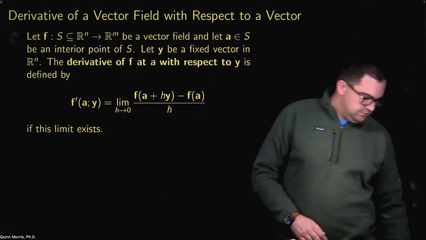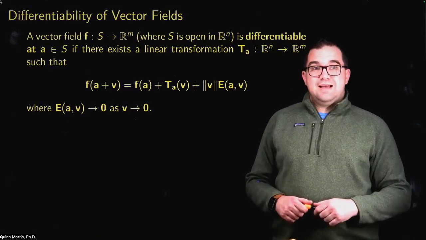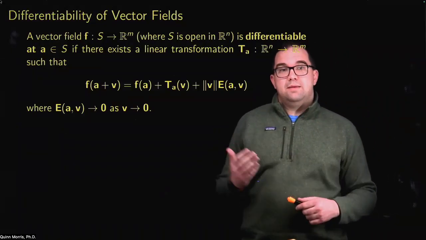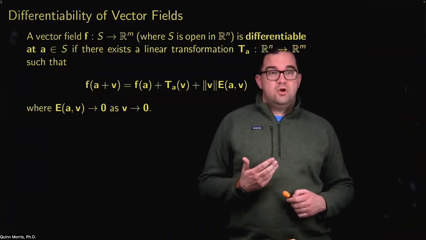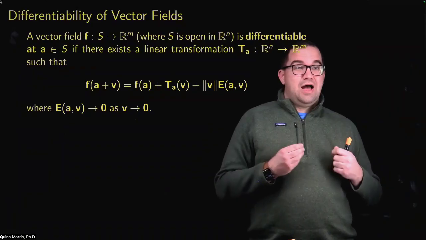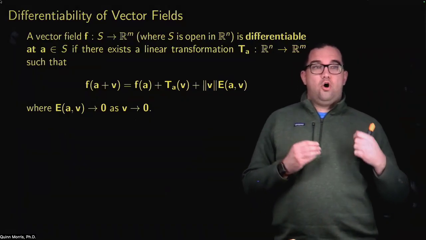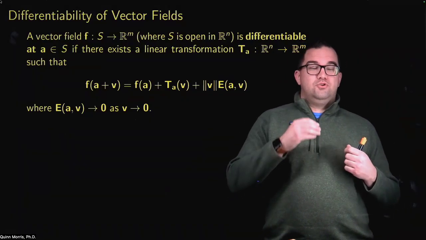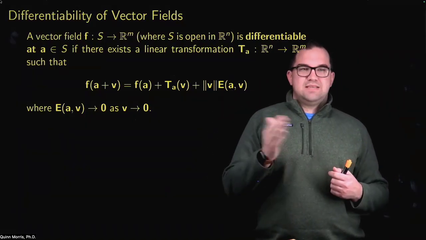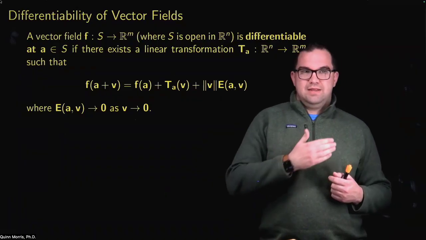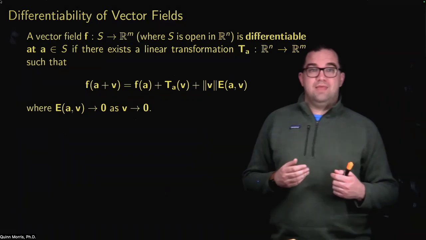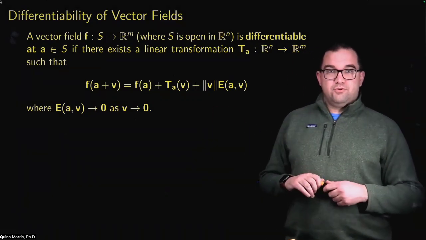All right. So now, in exactly the same way we did for scalar fields, we can define what it means for a vector field to be differentiable. Now, as you might imagine, it does not necessarily mean that all of the derivatives with respect to every vector y exist, in the same way that differentiability of a scalar field didn't mean all the directional derivatives exist. It needs to mean a little bit more than that. And the same is true for vector fields.